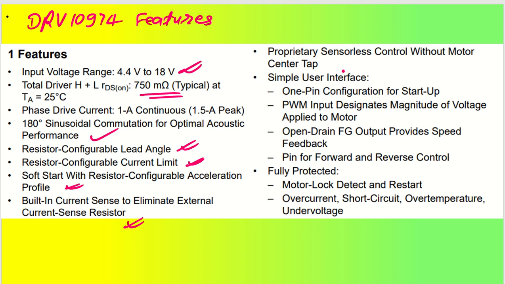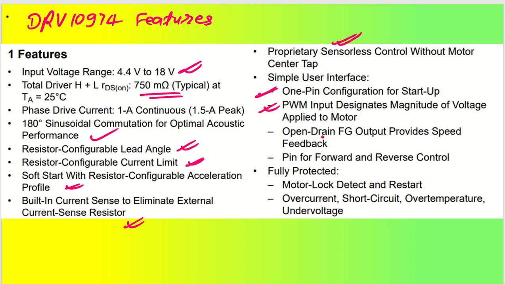Now the best part is it has proprietary sensorless control without a motor center tap. So you don't require sensor signals, and there is a simple user interface, 1 pin configuration for soft start, and a PWM input that designates the magnitude of voltage applied to the motor. As I told you, the PWM duty cycle will be utilized to set the voltage level at the output side, so that you can have higher speed or lower speed based on the duty cycle of the PWM signal. This can also be set by a simple analog voltage.